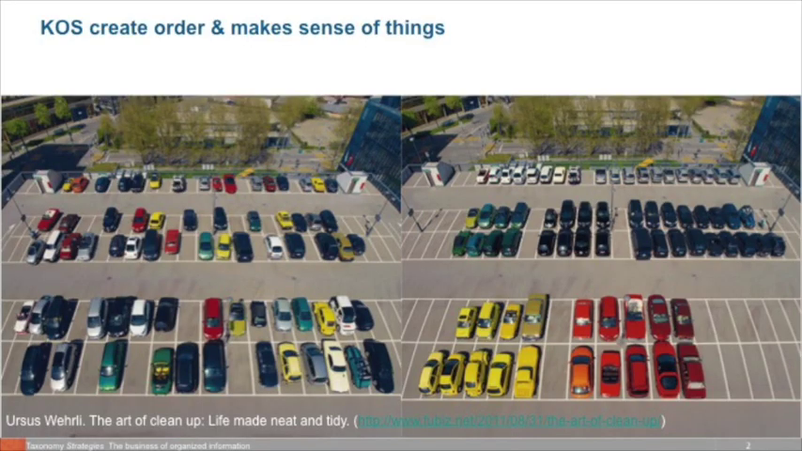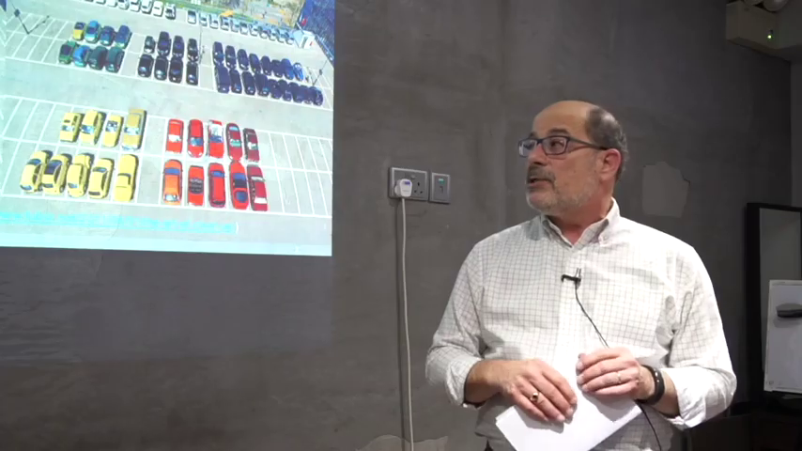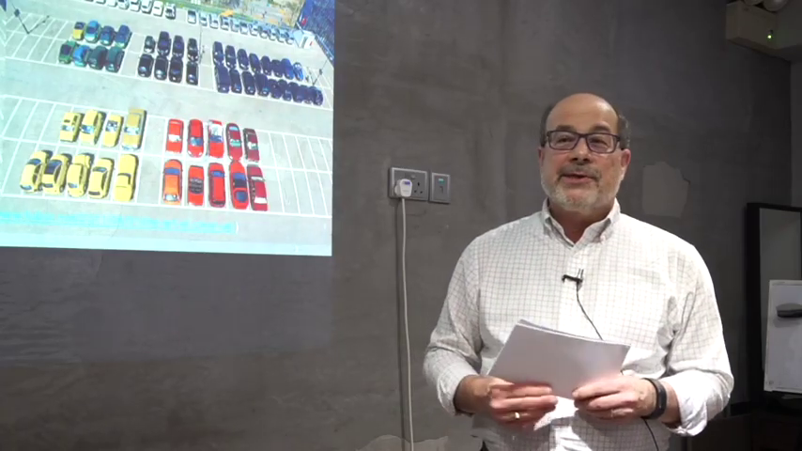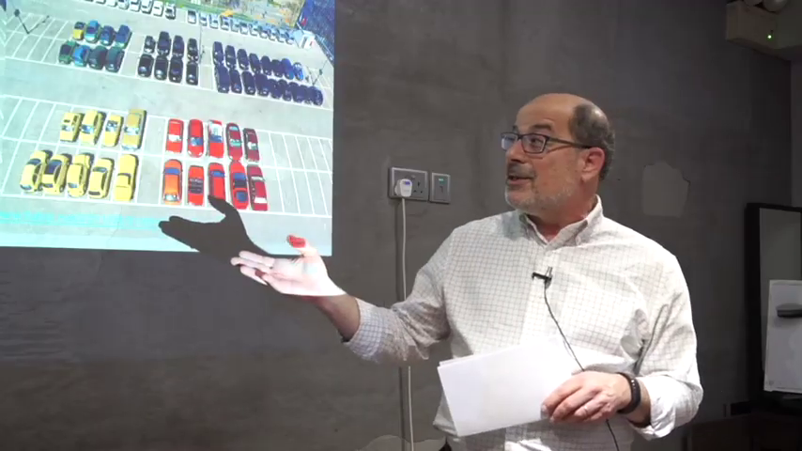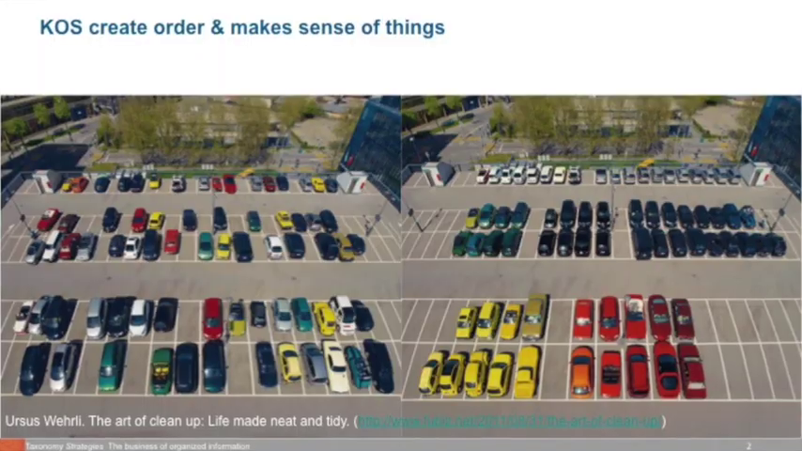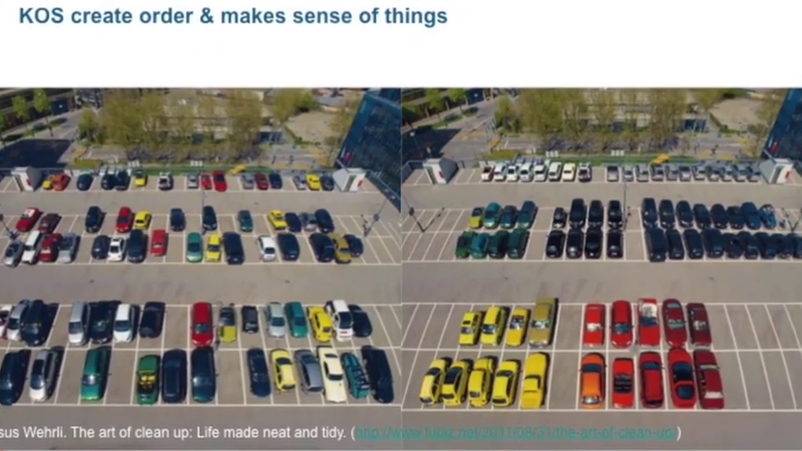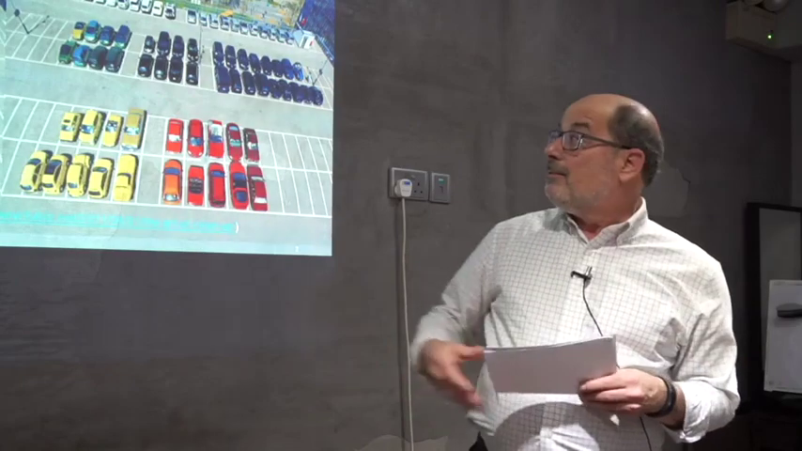The first thing is that knowledge organization systems, or KOS, create order and make sense of things. So what you see on the left is an artist whose name is Ursus Wehrli. He happens to be Swiss, who does a lot of curious things. And one thing he does is a form of performance art where he takes things in the real world and creates order. Here we have a parking lot, which looks like a typical parking lot, and he's managed to organize all the people so they can move their cars and organize them by color.